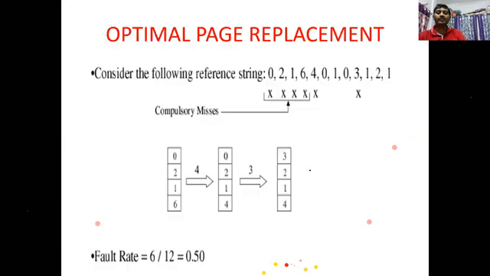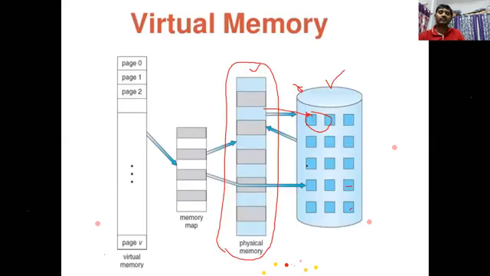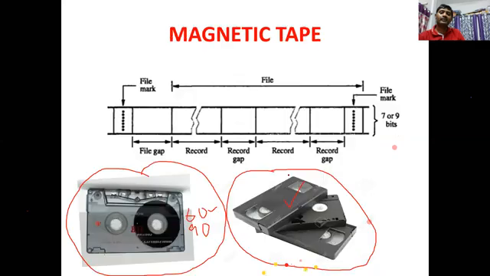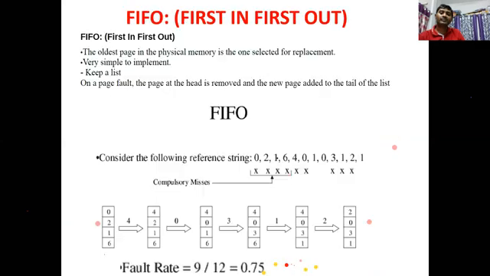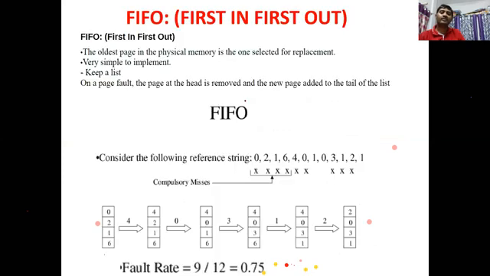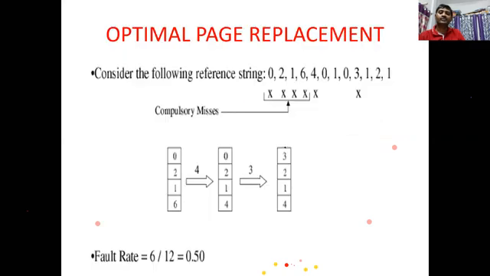So, optimal page replacement. I told you about virtual memory. Sometimes the pages are not available, then a page has to be replaced. How that is done is using different mechanisms. One is FIFO, first in first out. Another one is the optimal page replacement algorithm. The other one is least recently used, right? So we'll see one example for the optimal page replacement.